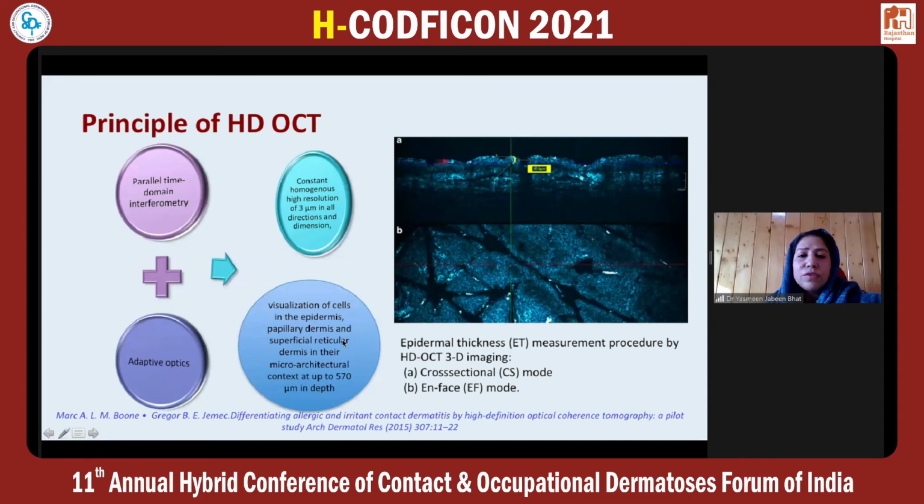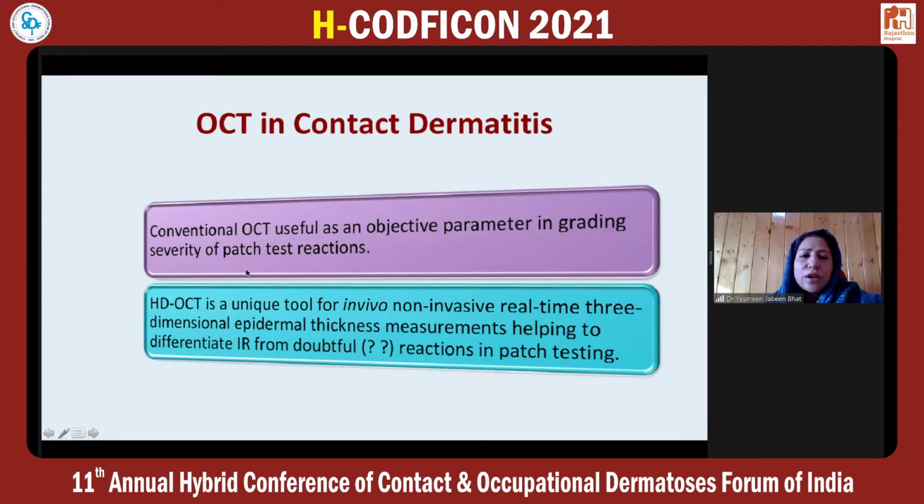Again, we can visualize the cells in the epidermis, papillary dermis, and superficial reticular dermis in their microarchitectural context at up to 570 micrometers in depth. We can see it in the cross-sectional mode as well as in the en face mode. We have two types, the conventional one and the high definition one. The conventional one is used as an objective parameter in grading severity of patch test reactions, whereas the high definition is a unique in vivo, non-invasive, real-time 3-dimensional epidermal thickness measurement, which helps to differentiate irritant reactions from doubtful reactions because of the high definition.